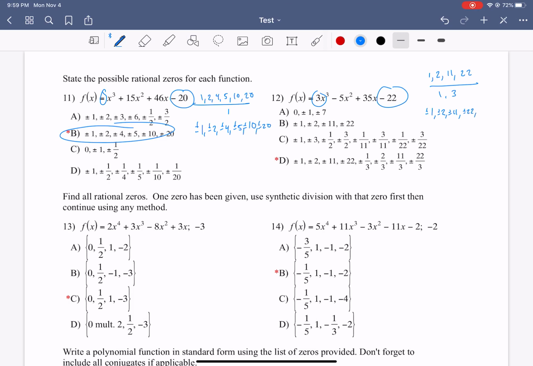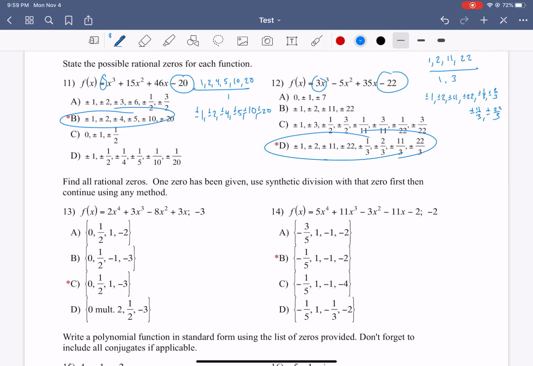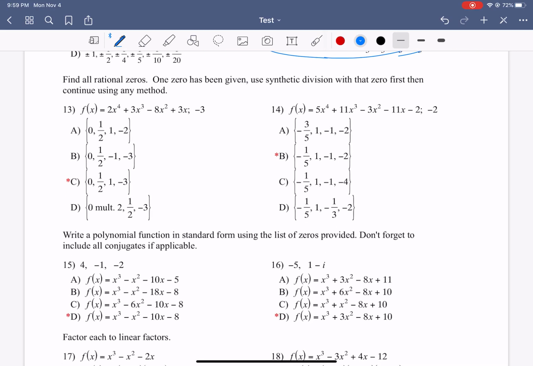And then we do the same thing, but divide by the next factor. So 1 divided by 3, 1/3. 2 divided by 3, 2/3. 11 divided by 3, 11/3. 22 divided by 3, 22/3. So the correct answer would be D. All right. So moving on to the next idea here.